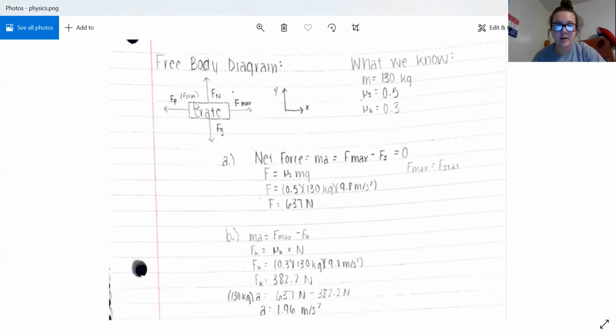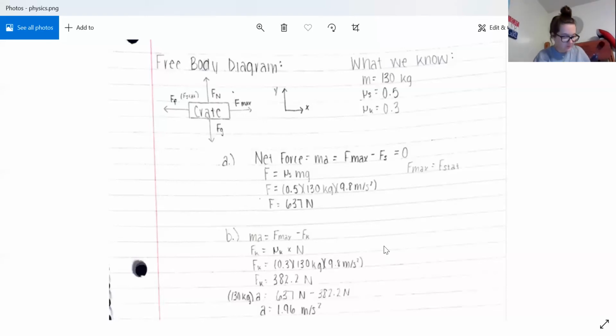So here's our crate. In the positive up direction, we have normal force. To the right, in the positive x direction, we have our maximum force. And this is also the force that we are exerting on the crate. And then downwards, we have the force of gravity. And then to the left, in the negative x direction, we have our force of friction, or static force, or F static.